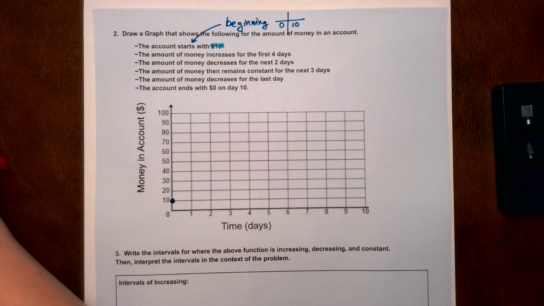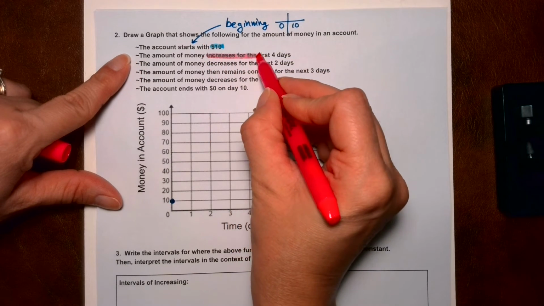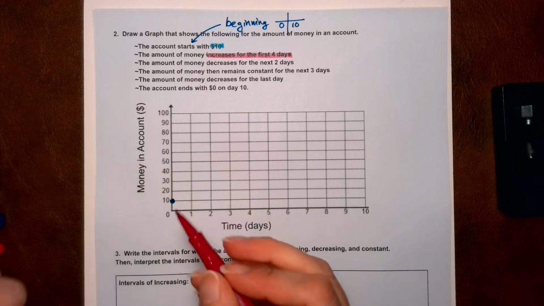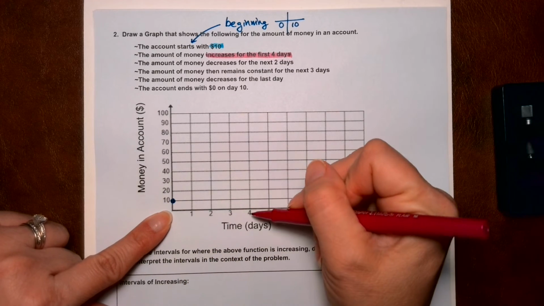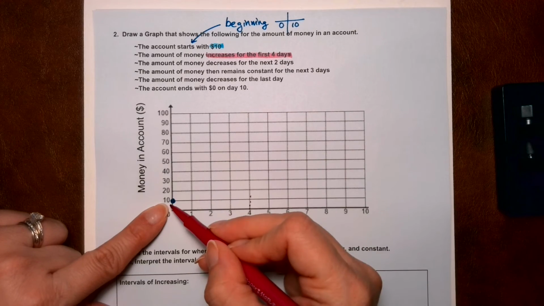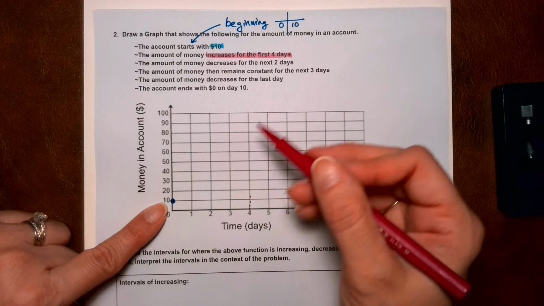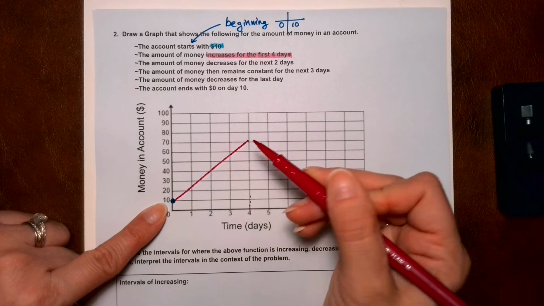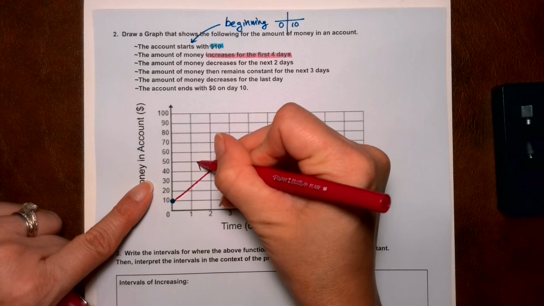Okay, and then the graph is increasing for the next 4 days. Increasing. Okay, so after day 1, 2, 3, 4, I know that my graph has to go uphill, has to increase. They didn't exactly say how much, so I'm just going to make it go increasing all the way to there. Increase to day 4.